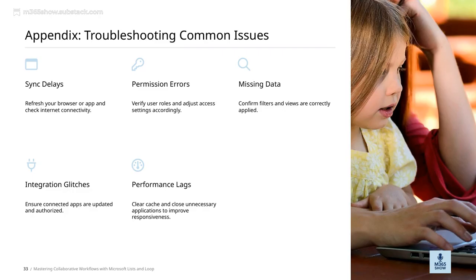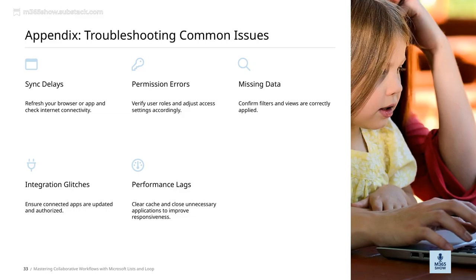All right, let's go over some common issues you might encounter and how to troubleshoot them effectively. First, when you're experiencing performance lags, it's a good idea to clear your cache and close any unnecessary applications. This helps improve responsiveness and ensures your system isn't bogged down by background processes. Next, if you notice integration glitches, make sure that all connected apps are up to date and properly authorized. Keeping everything current helps maintain smooth connections.